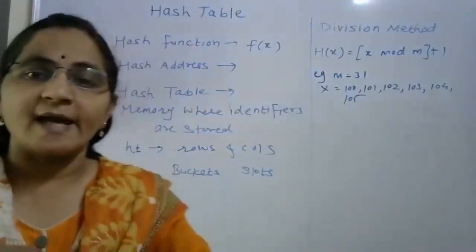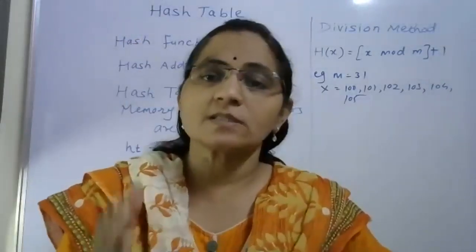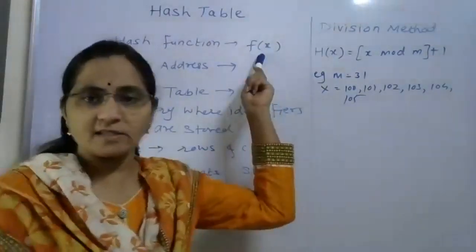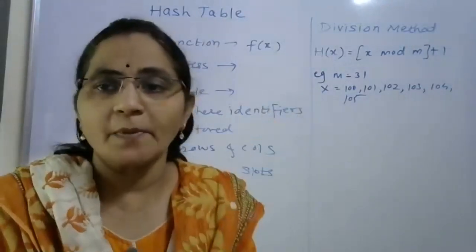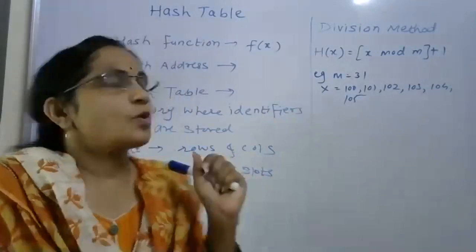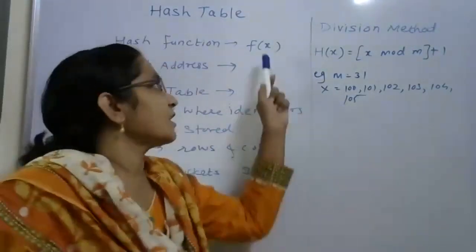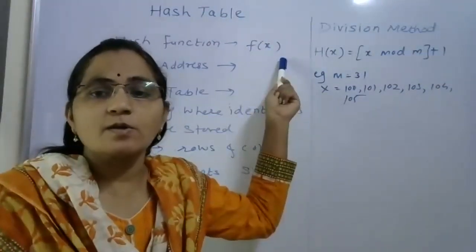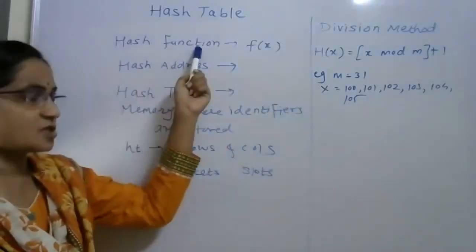And what do you mean by the hash function? Hash function means the function, suppose I denote it here as f of x, which is used to generate the address of an identifier using some mathematical formula. Again, I repeat, the function which is used to calculate the address of an identifier is called the hash function.